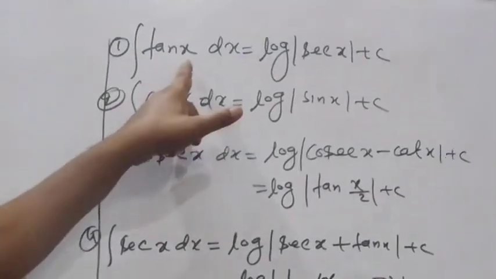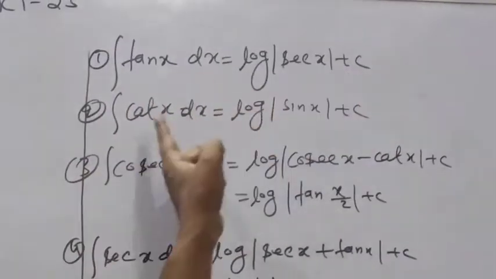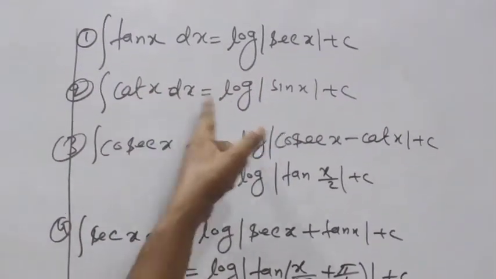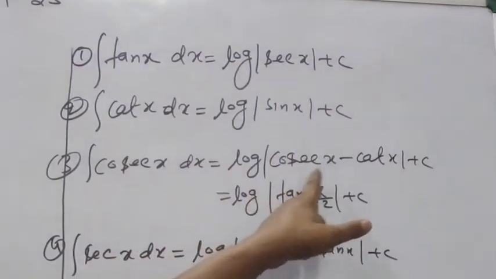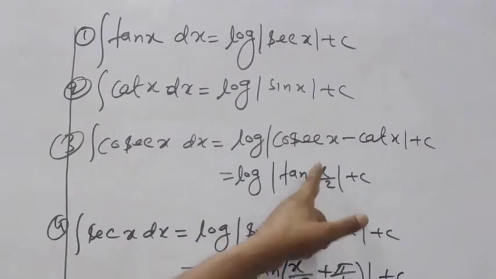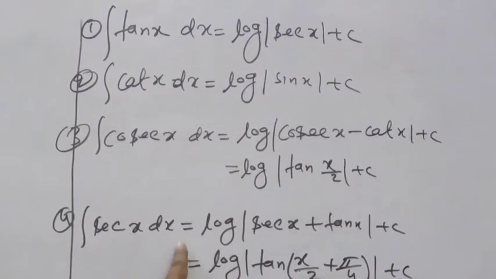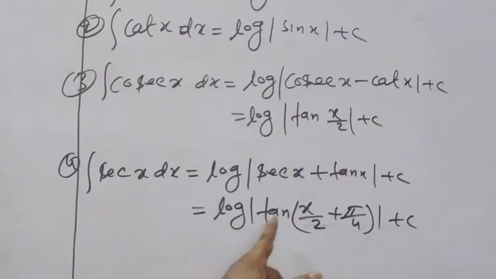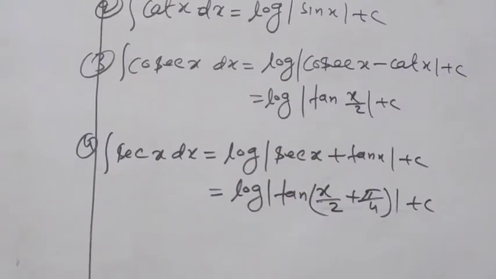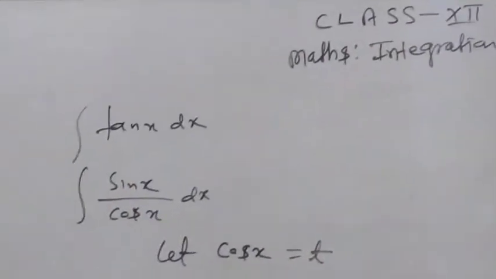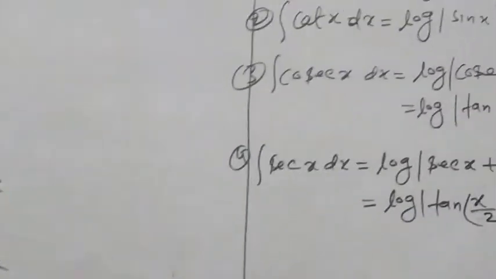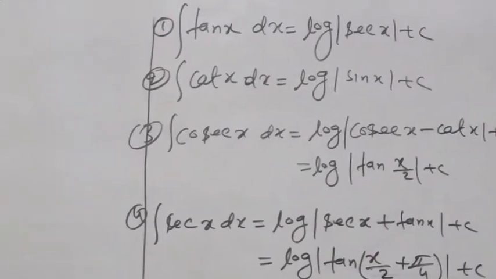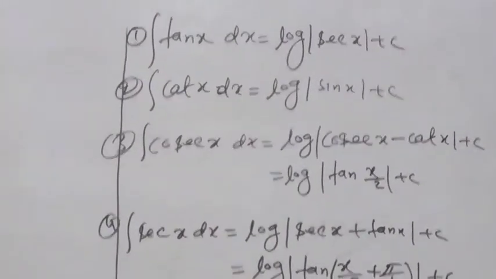Similarly, we can prove all the formulas. Integration of tan x is equal to log sec x plus c. Integration of cot x is equal to log of sin x plus c. Integration of cosec x is equal to log of cosec x minus cot x or log tan x by 2. Understood? Sec x is equal to log of sec x plus tan x or log tan of (x by 2 plus pi by 4). Understood? Now one formula I have proved. With the help of this method, we can derive all the formulas. Clear? But you have to learn. It is important for you.